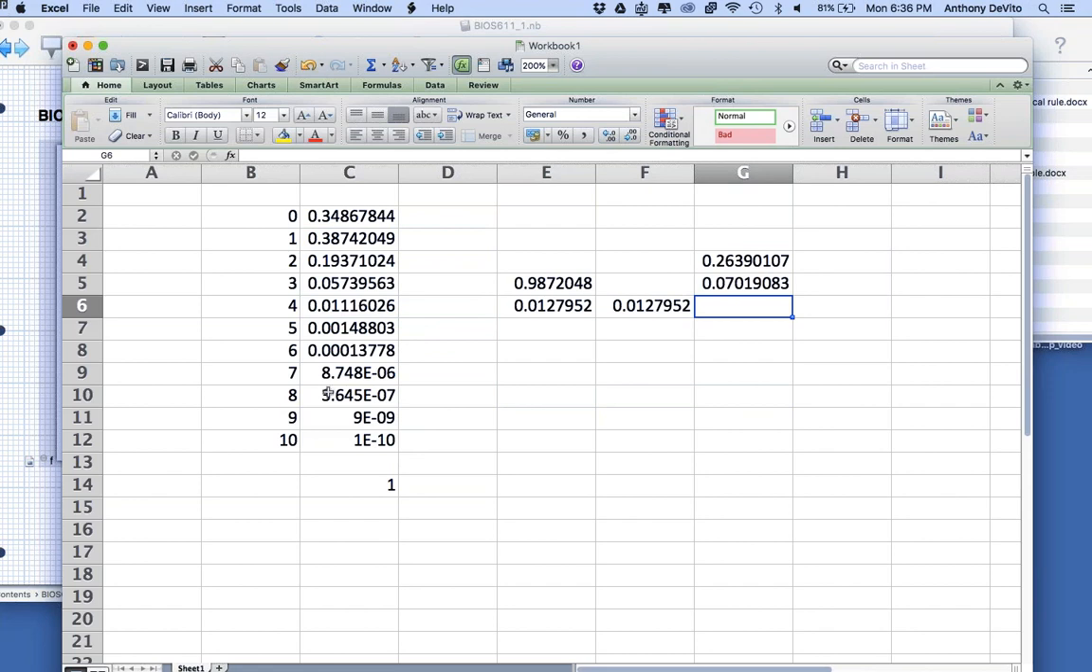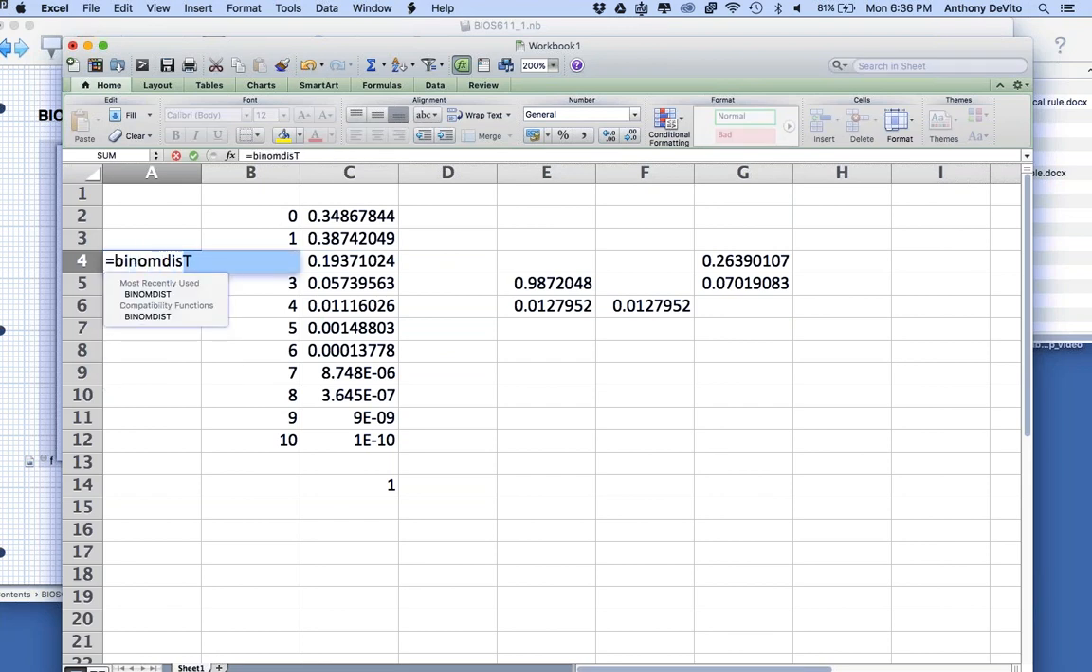Well, the reason for that true and false is that false indicates that I don't want the result to be cumulative. So instead of saying false, if I say true, the result is cumulative. For instance, if I say, let's see, binomial dist, probability, number of successes is, let's say, 2, comma, trials is 10, comma, probability is 0.1, comma, and I say true instead. Let's take a look at what happens.